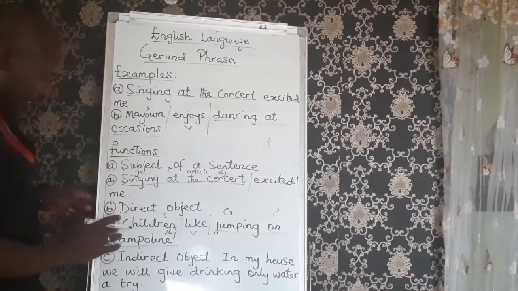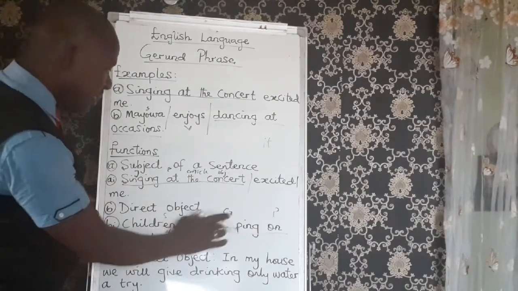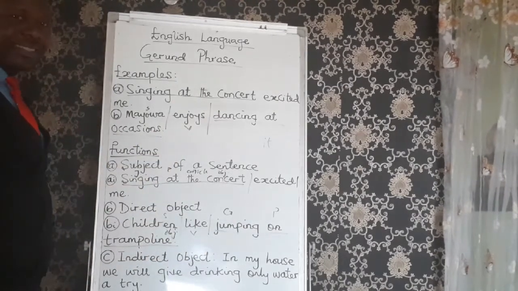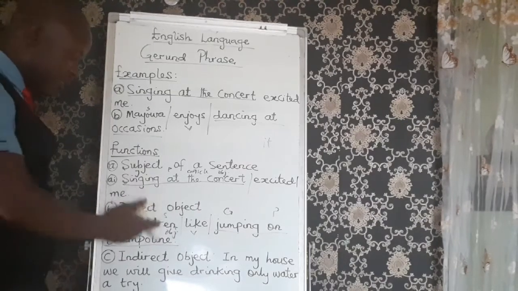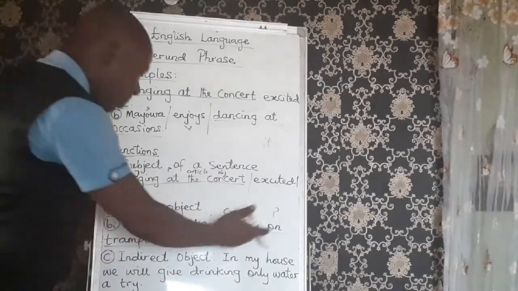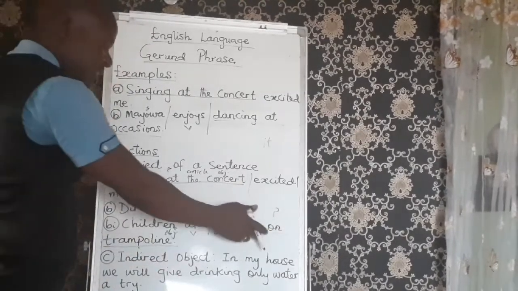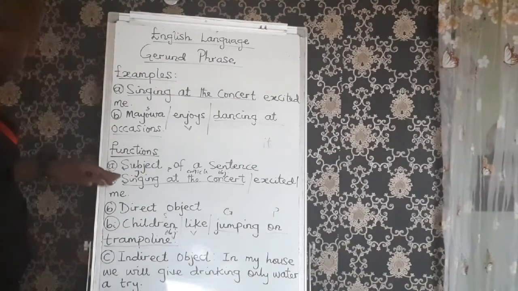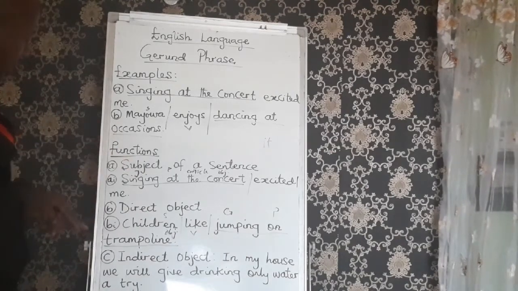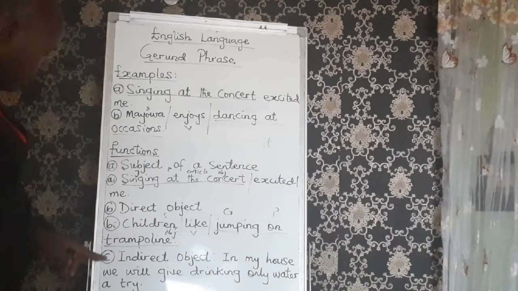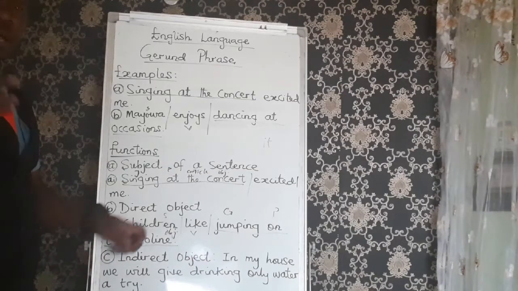So if you look at this sentence, children like it. Does that make sense? Yes, it does. Children like it. What do they like? Jumping on trampoline. So that is how you can confirm that this is actually a noun. So we've talked about gerunds as subject of sentence, as direct objects. We're going to indirect object.